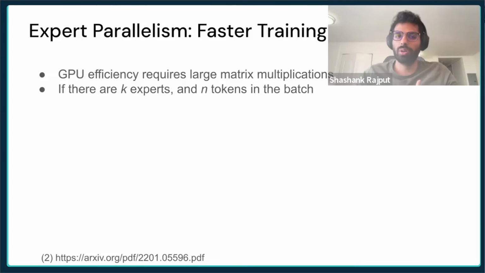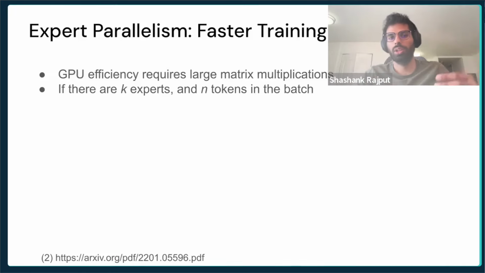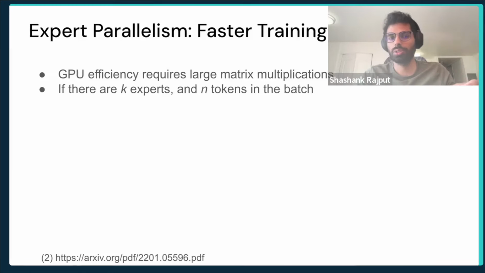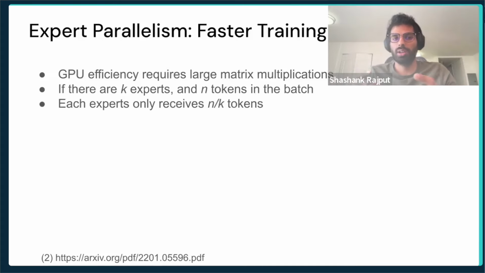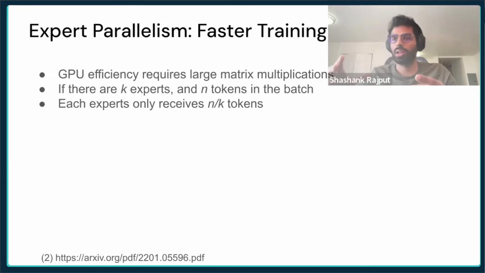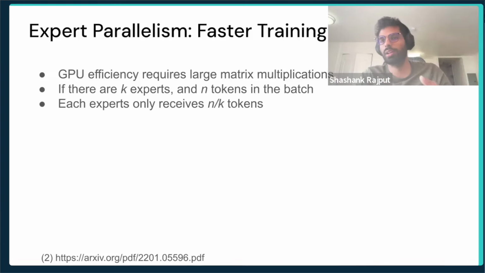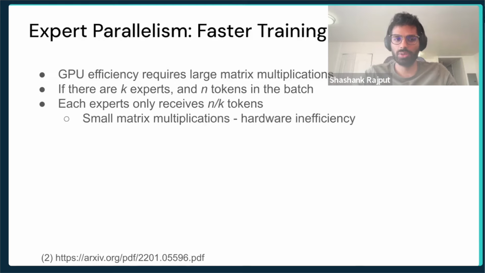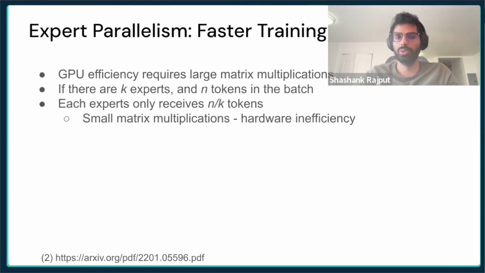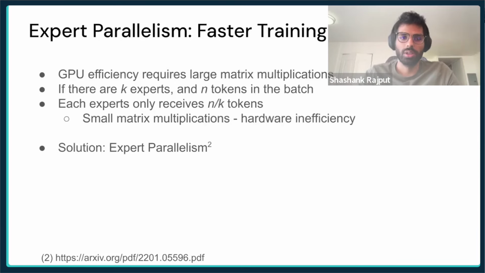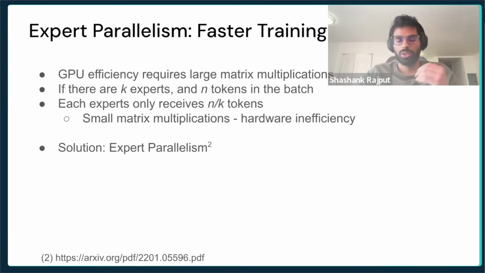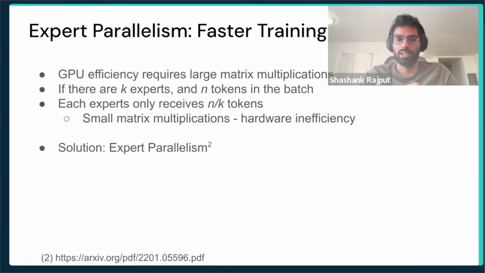This is a problem for mixture of experts because let's say you have k experts, and you're training on a batch of size n tokens. Then each expert, roughly speaking, receives n over k tokens. That means the input matrix to each expert is much smaller, like k times smaller. And as we know, small matrix multiplications lead to hardware inefficiency. So one solution to this is expert parallelism.